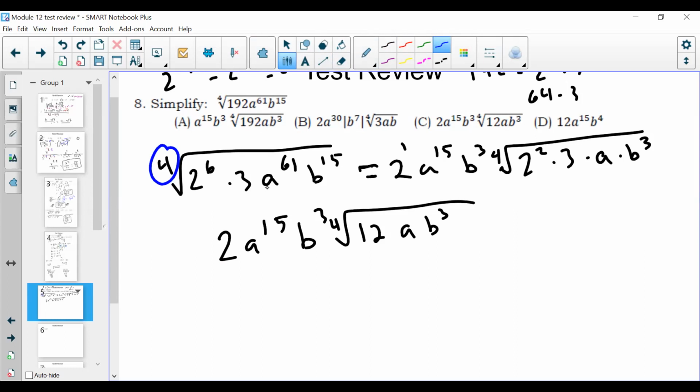But I'm going to look at the variables. For A, I start with an odd one, so I don't need to worry about any absolute values around the A. And then for the B, I started with an odd value B as well. So I don't need to really worry about any absolute values for that one as well. So what I end up getting is just this answer right here, 2A to the 15 times B to the 3rd times the 4th root of 12AB cubed, which is C. Right? Let me double check that. Yeah. So always double check that you don't need to put any absolute values in. In this case, we didn't need to put anything in because we started with odd exponents, so there's no need.